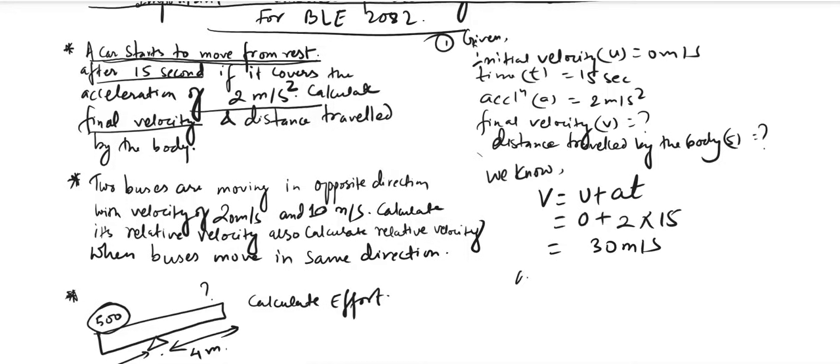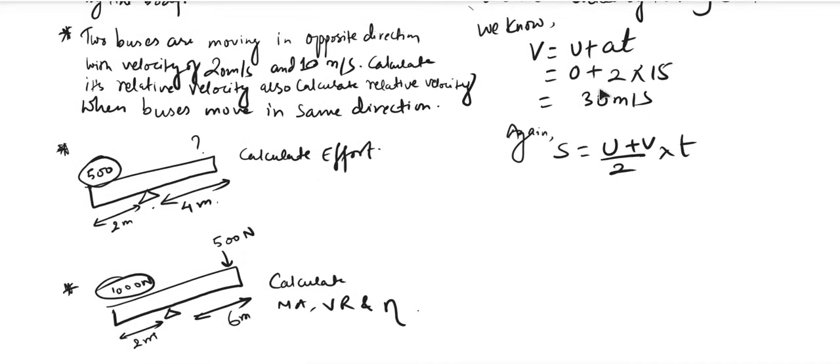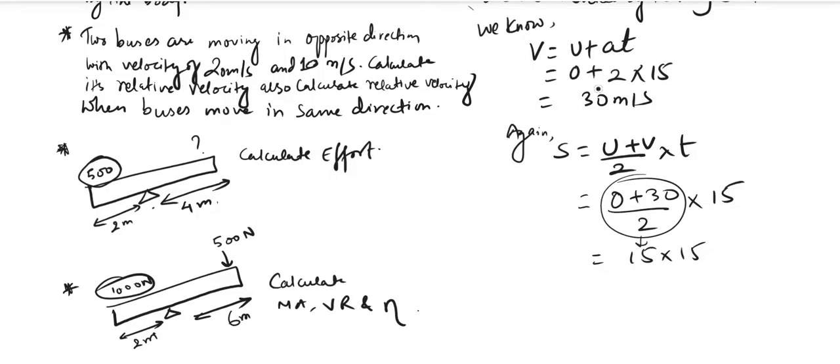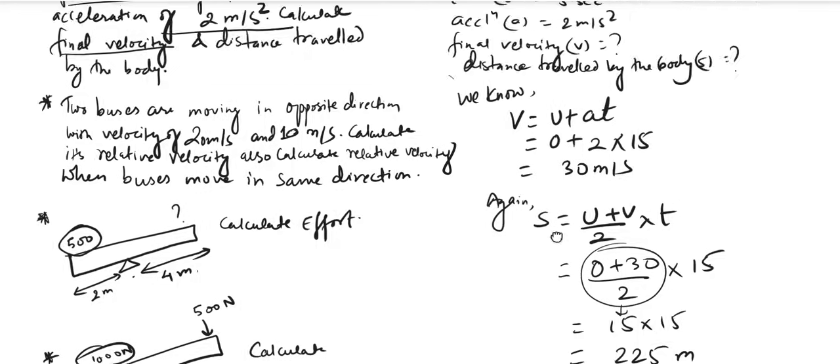And next, to find the distance, S is equal to (u plus v) upon 2 into t is our formula, and u is 0 plus v is 30, upon 2 into 15. So it means 15 into 15, 225 meter. In this way we can solve this numerical.